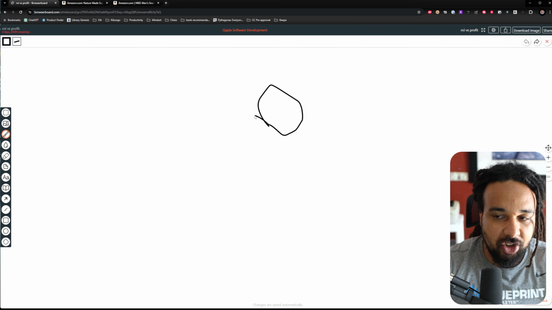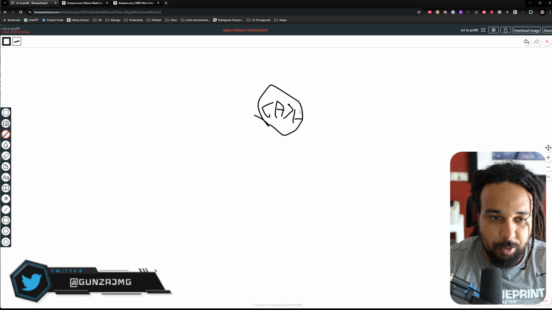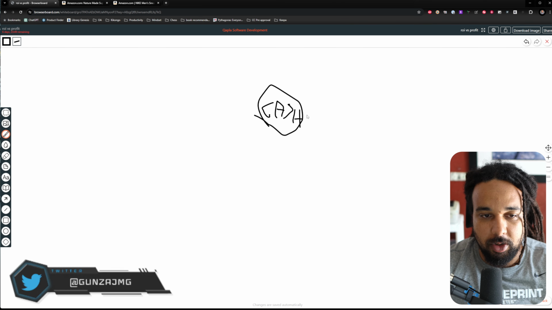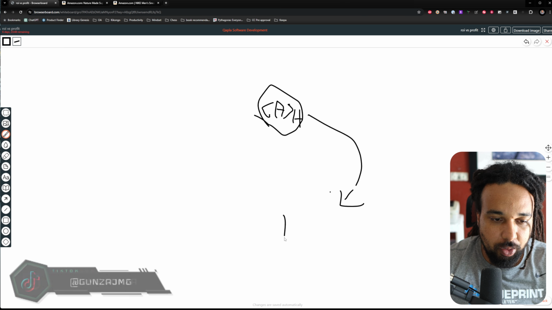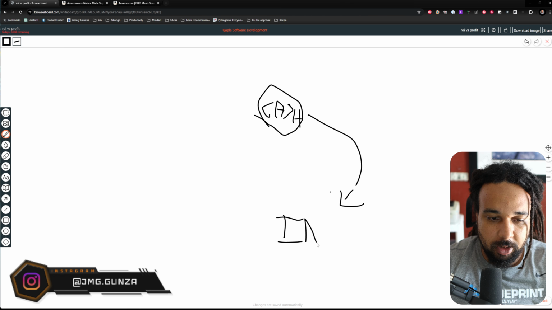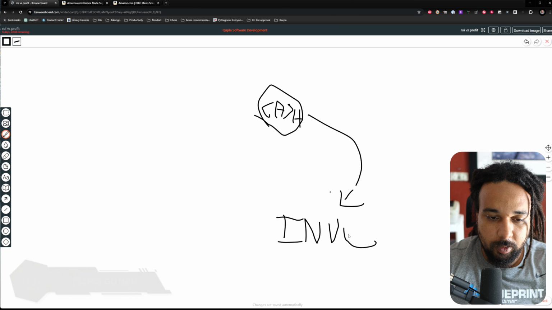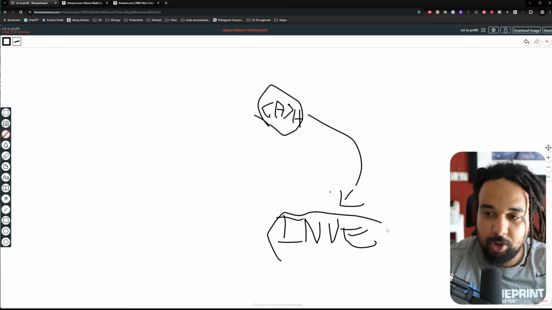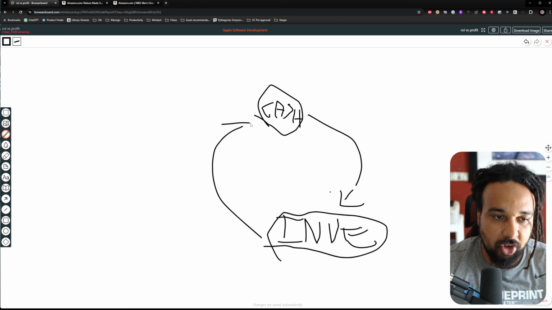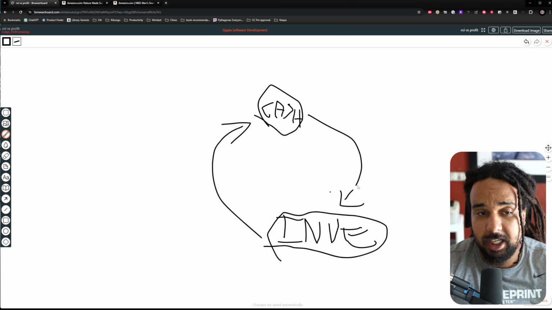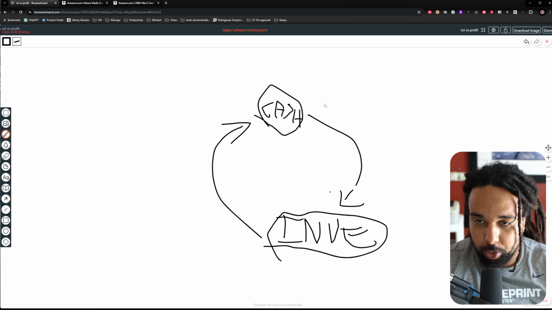You have cash right there, and yes, I know I'm super good at drawing. This is a piece of art. So you have cash. You turn it into inventory. I'm not going to write the whole thing. Inventory. And you turn that back into cash. We are going to simplify this: cash to inventory, back to cash.